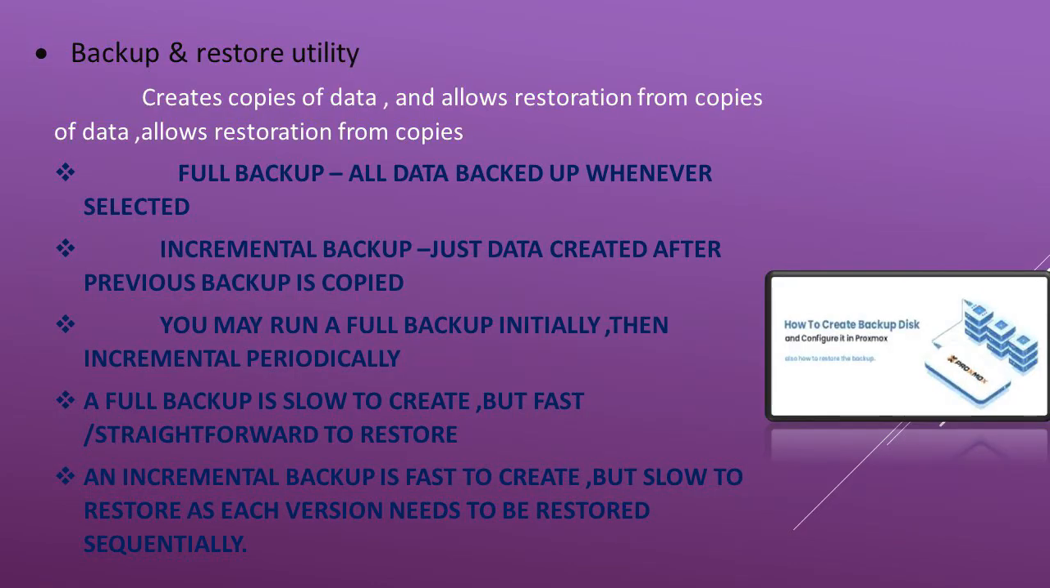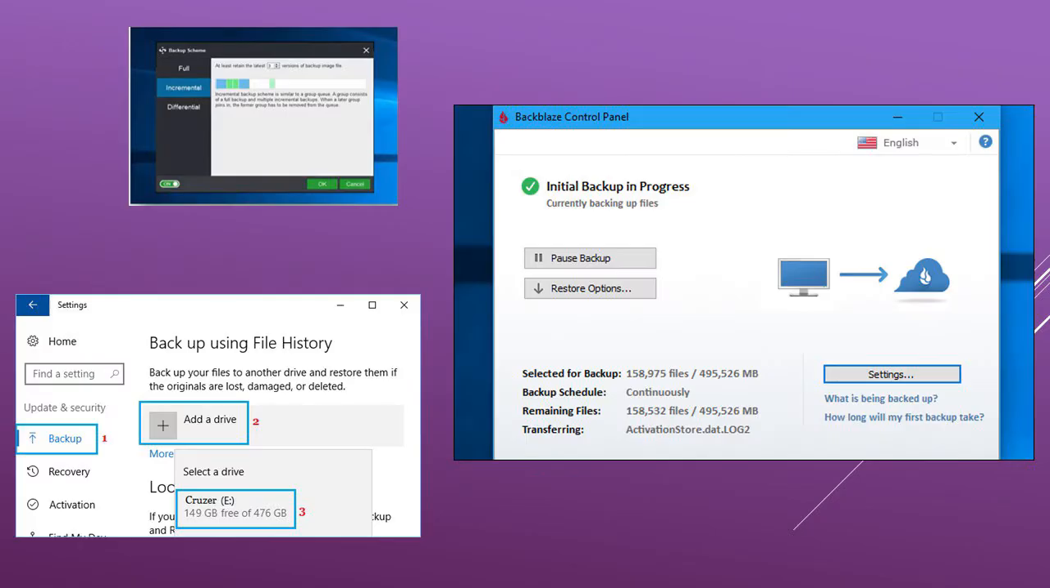Backup and restore utility, used for recovery in the event of data corruption, hard disk drive failure, or malware infection. Backup creates copies of data and allows restoration from copies. Full backup. Full backup is all data backed up whenever selected. Incremental backup. Just data created after previous backup is copied.